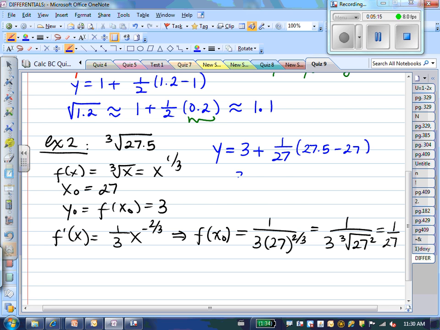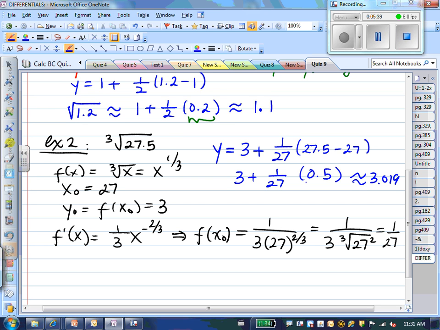So this is our delta x. So it's going to be 3 plus 1 over 27 times 0.5. When you work that out, you get 3.019. It turns out if you work out the cube root of 27.5 exactly, you should get 3.018. So we're pretty close.